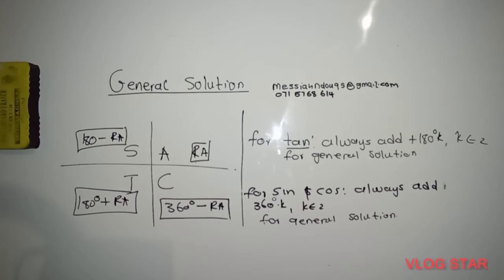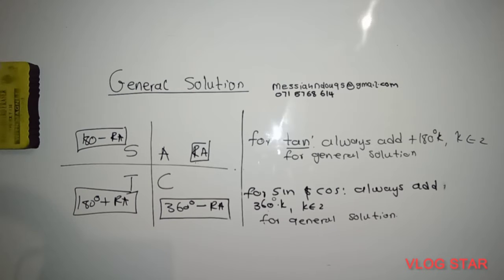This is what you have to know before you solve any kind of question based on the general solution. You still remember that the period of the tan is 180, and the period of the sine and cos is 360, meaning that when we solve the general solution, we're still going to stick to those points. Solving the general solution for the tan, we always add 180 degrees .k(z). For sine and cos, we always add 360 degrees .k(z).